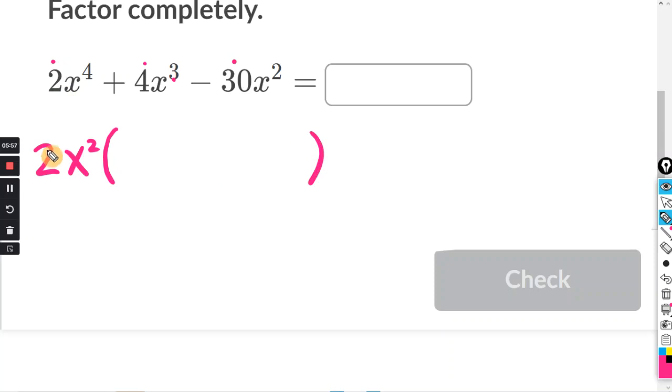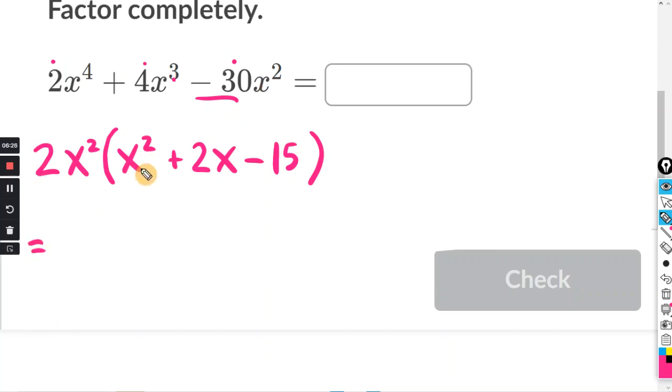2 divided by 2 is 1. X to the 4th divided by x squared is x squared. 4 divided by 2 is 2. X to the 3rd divided by x squared is x. Negative 30 divided by 2 is negative 15. And x squared divided by x squared is just 1. It cancels. All right, so far so good.